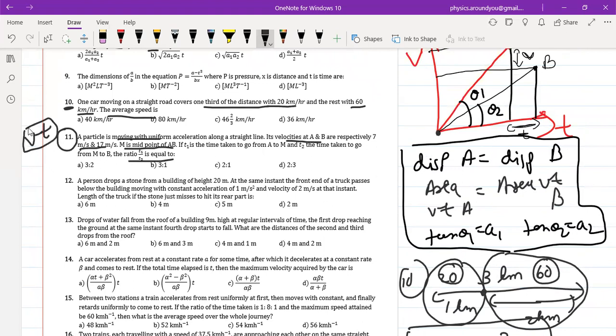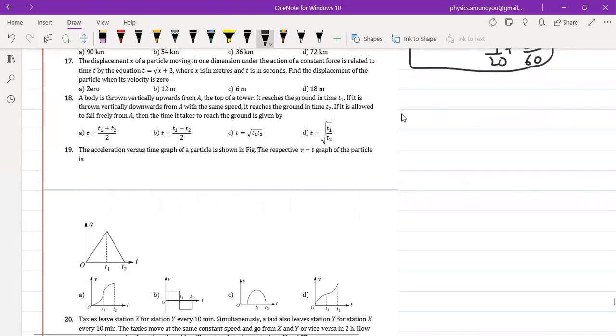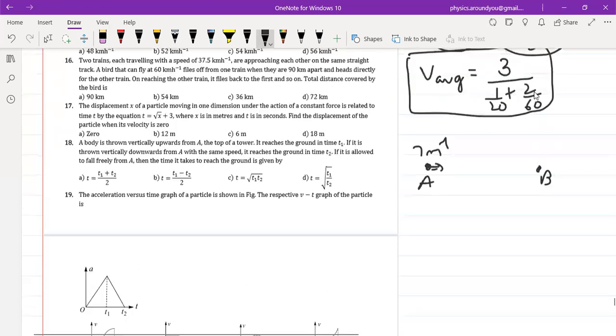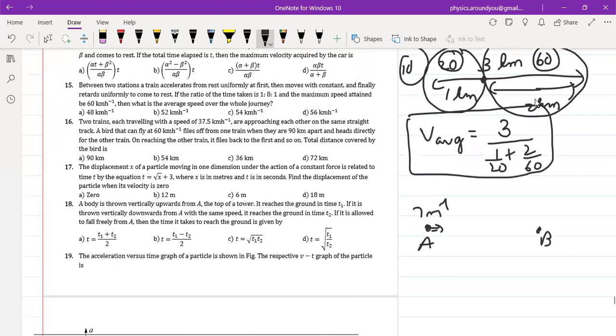I will highlight the algebraic one. Let's do it in turns. You do algebraic, I'll do graphical, and I'll do algebraic, you do the graphical, so that we'll have a hang of both the approaches. So the thing is, there is a point A and B. Point A has 7 meter per second speed, and the same entity when it comes to B has 17 meter per second.